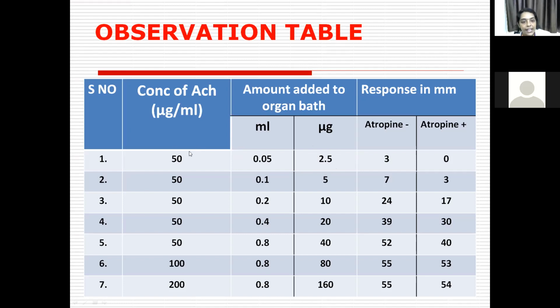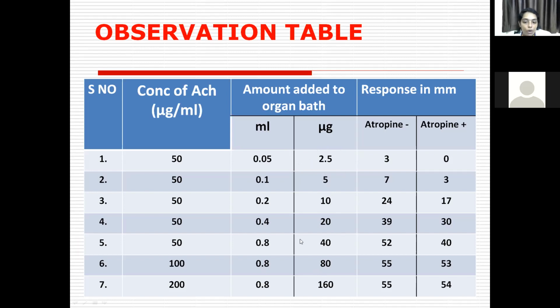1 ml of the stock solution has 50 microgram of ACH. Then 0.05 ml of stock solution has how much? If you calculate, that value will be 2.5 microgram. So now for these particular ml doses, you will get the amount of ACH. For 0.05 ml, it is 2.5 microgram. For 0.1 ml, it is 5 microgram of ACH, and so on.